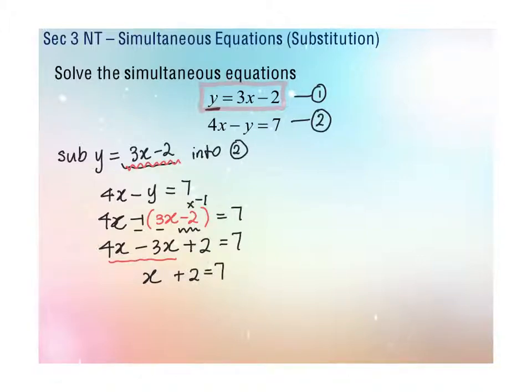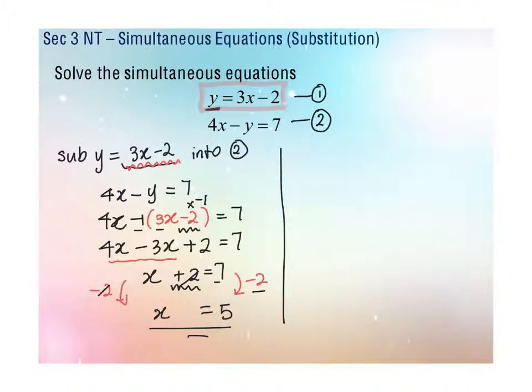How do I get only x and I don't want positive 2? So we are going to subtract 2 on both sides. After subtracting 2, x will be left. This is minus 2 and 2, no more. 7 and negative 2 will become 5. So therefore x will be equal to 5. But this is not enough. We need to find the value for y.